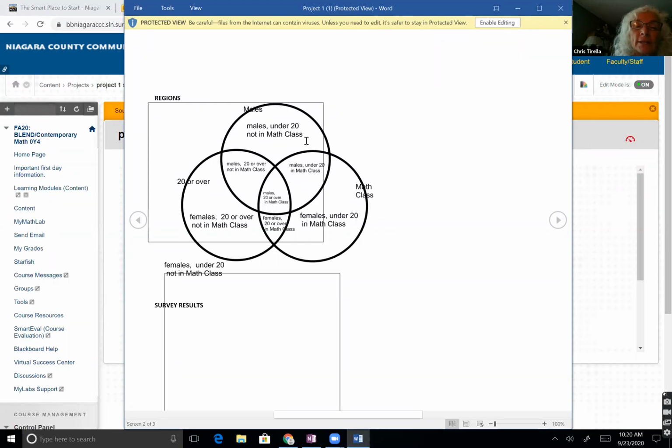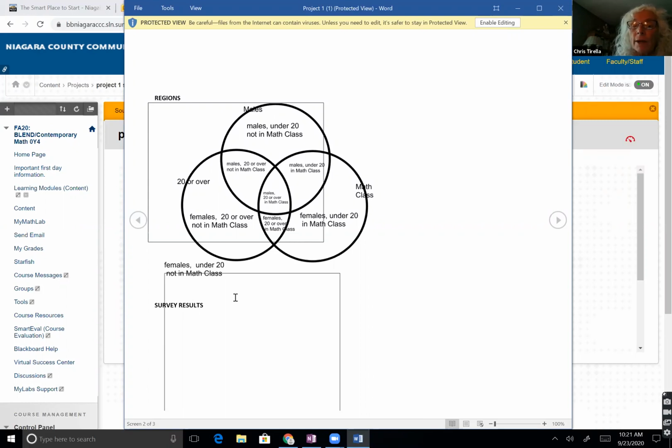So if I look at, let's say, this region, it would be males under 20 that are not in a math class. This region doesn't make sense. If I'm outside of males, it would be females. I'm outside of 20 or over, so they're under 20, and they're in a math class. And over here, this rest of the universe would be females under 20, not in a math class. So you're going to label it according to the questions you asked so that it's clear to you, and clear to me as the reader, who goes in each region. Is everybody all right with this first generic Venn diagram?